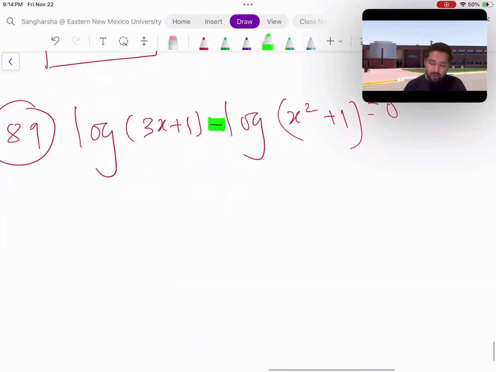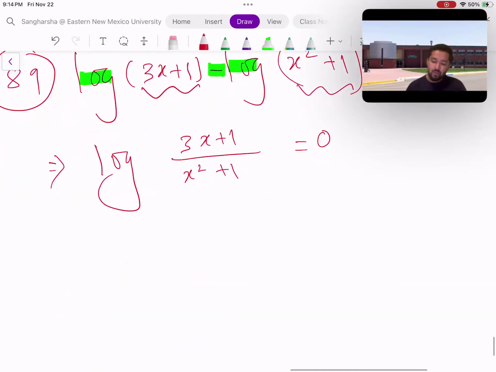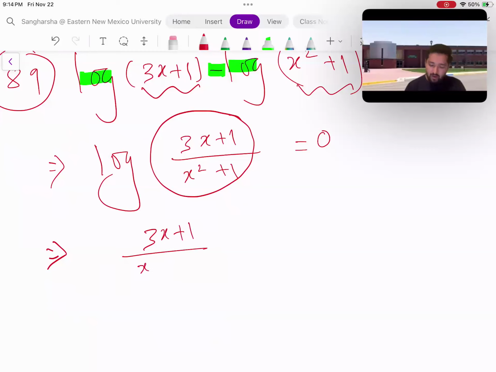So we have a difference of logs. If we have a difference of logs, this is a log of a quotient. So this is your numerator, 3x plus 1, and this is your denominator, x squared plus 1, equals 0. So you have a single log. Next step, you are converting this log equation into an exponential equation. So you're going to write whatever you have here: 3x plus 1 divided by x squared plus 1 equals the base. Base is 10 here, 10 to the power of whatever you have on the right, which is 0.